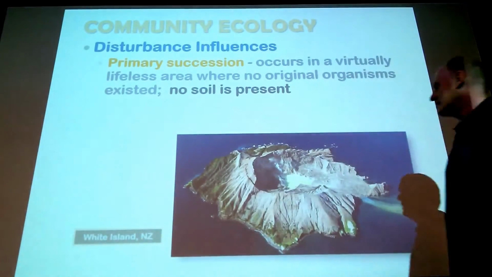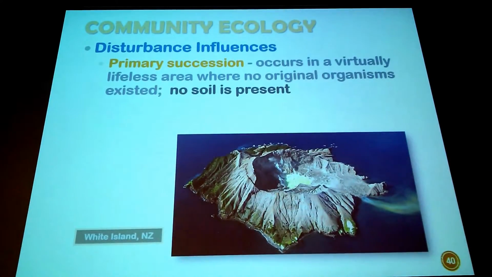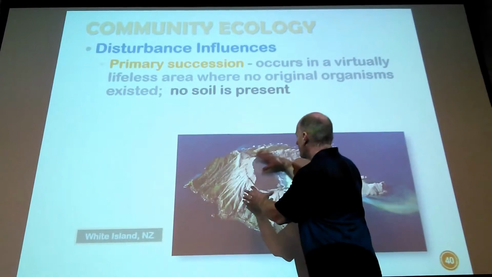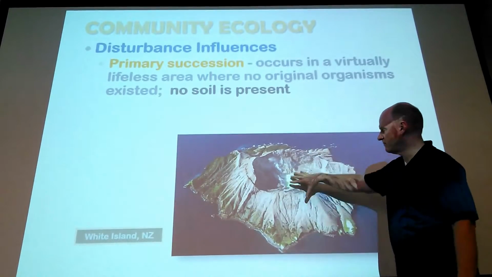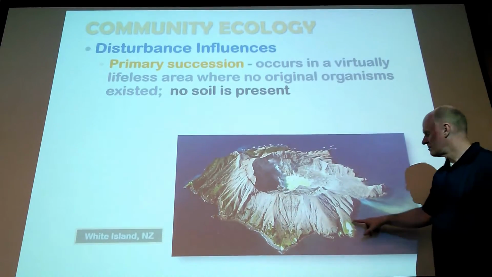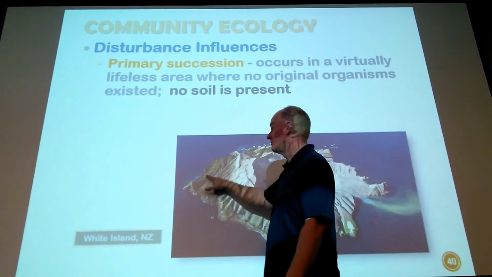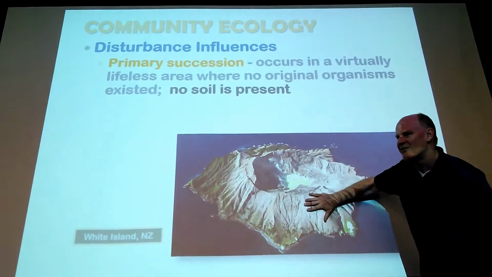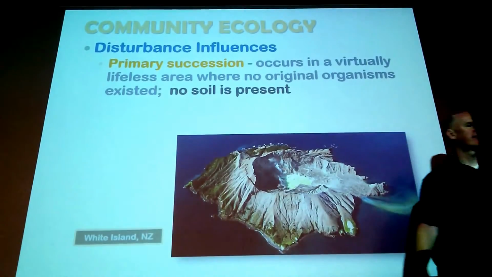This is White Island off the coast of New Zealand. It's a volcanic island. It's been around for a little while, but not long. You still see a lot of the volcanic rock making up the slopes. You still see the crater there filling in with something that looks like it might be water. Something trailing off here. Look at the edges. You're starting to see green. And this is what happens with primary succession. You've got nothing here. It's just volcanic rock.